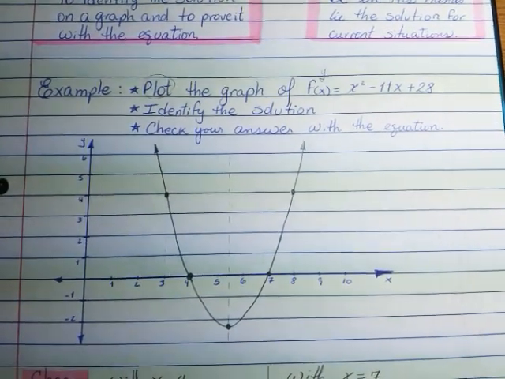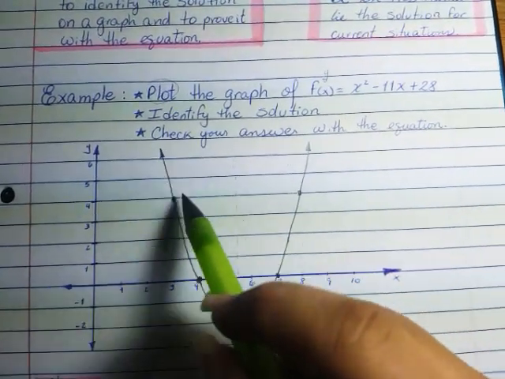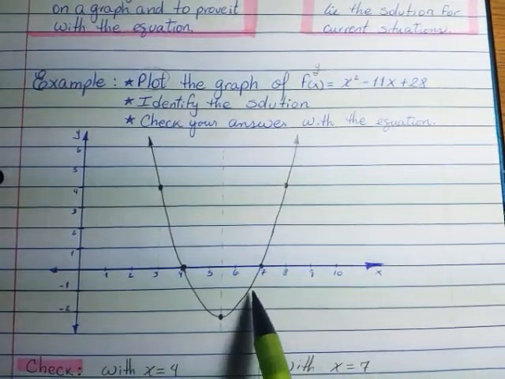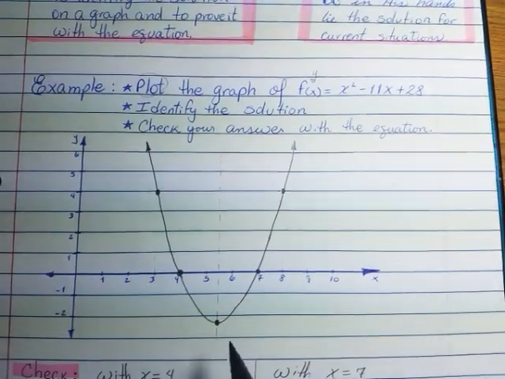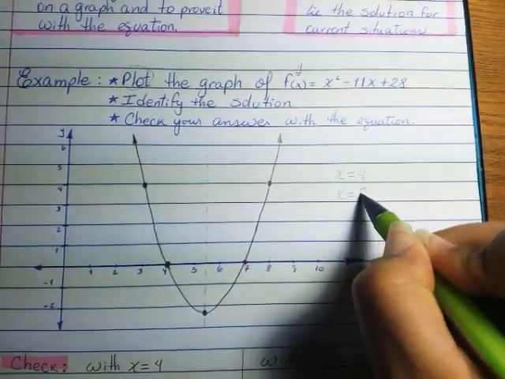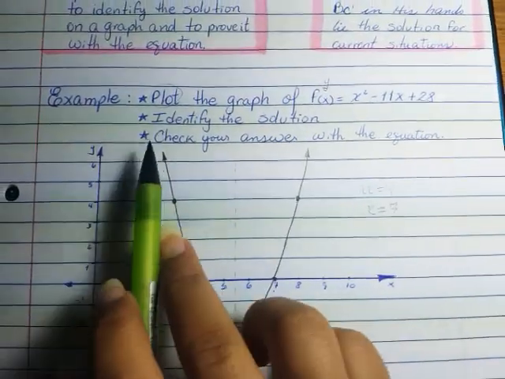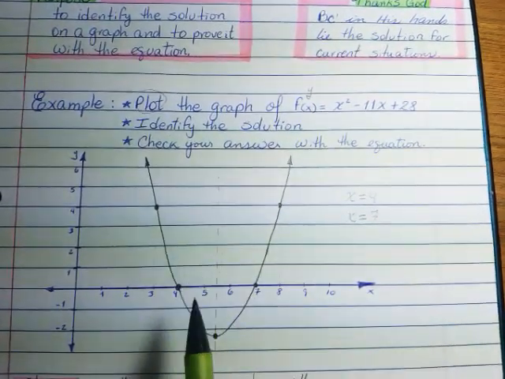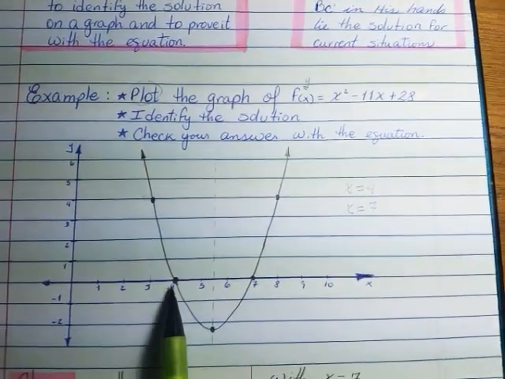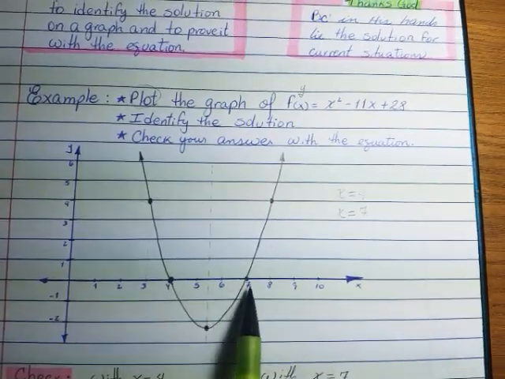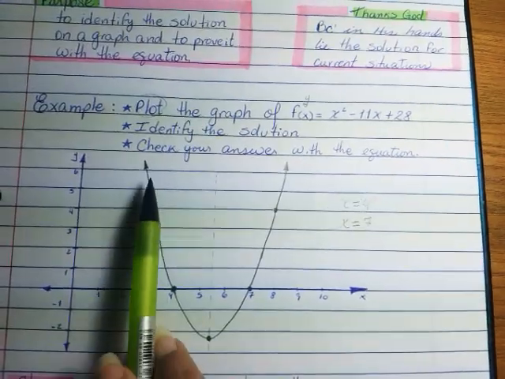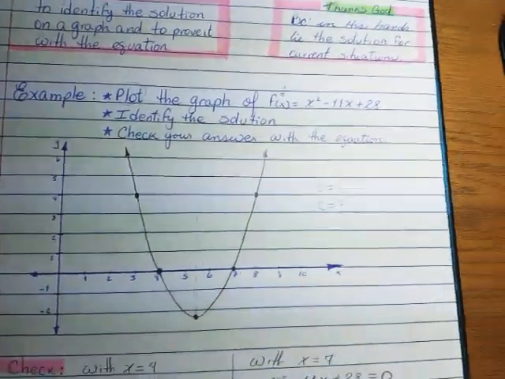This is a graph that Mathway gave us. If you remember, one of the solutions was intersecting in the 4 and the other solution was intersecting in the positive 7. So x equals 4 and x equals 7. Let's see. Identify the solution. It's just to identify where the U-shaped graph is intersecting on x. Here is intersecting on positive 4 and here is intersecting in 7. We wrote that down. And then it says, check your answer with the equation.